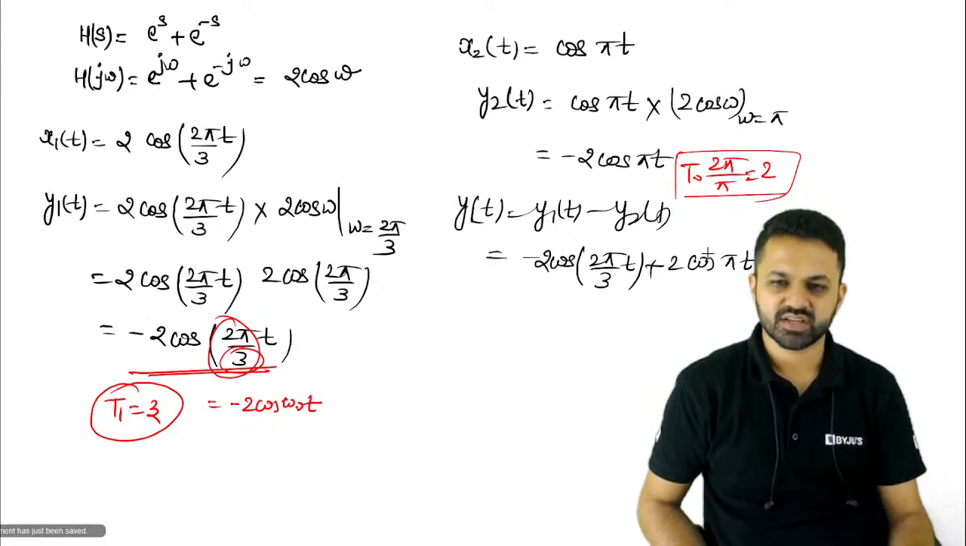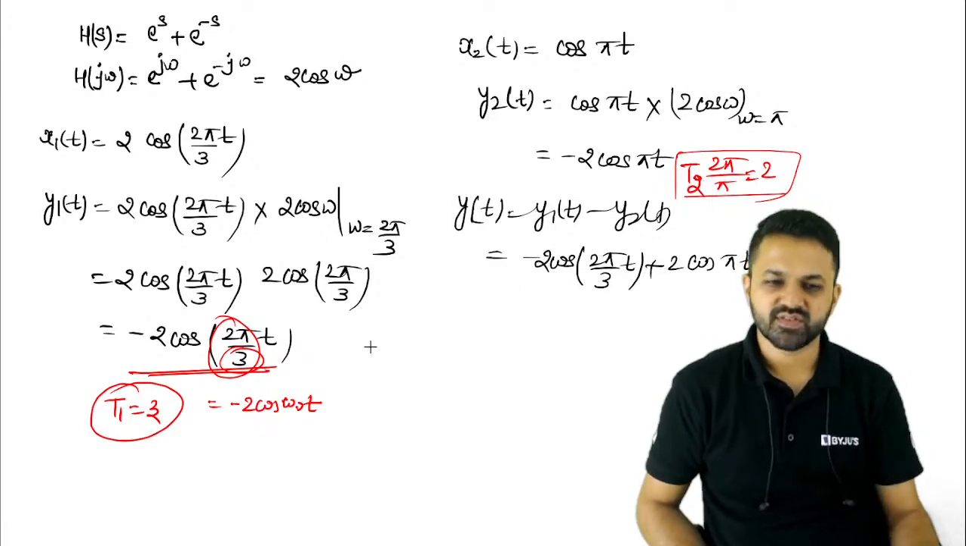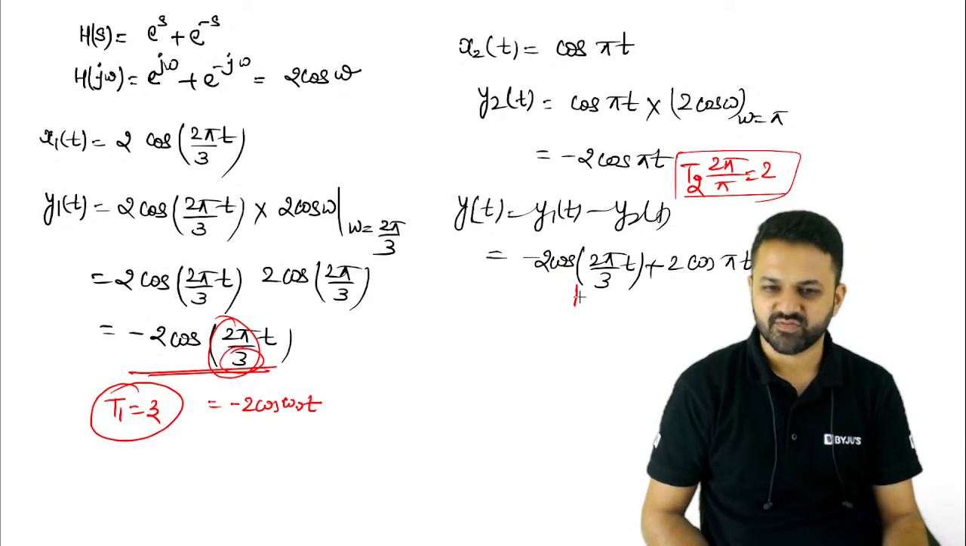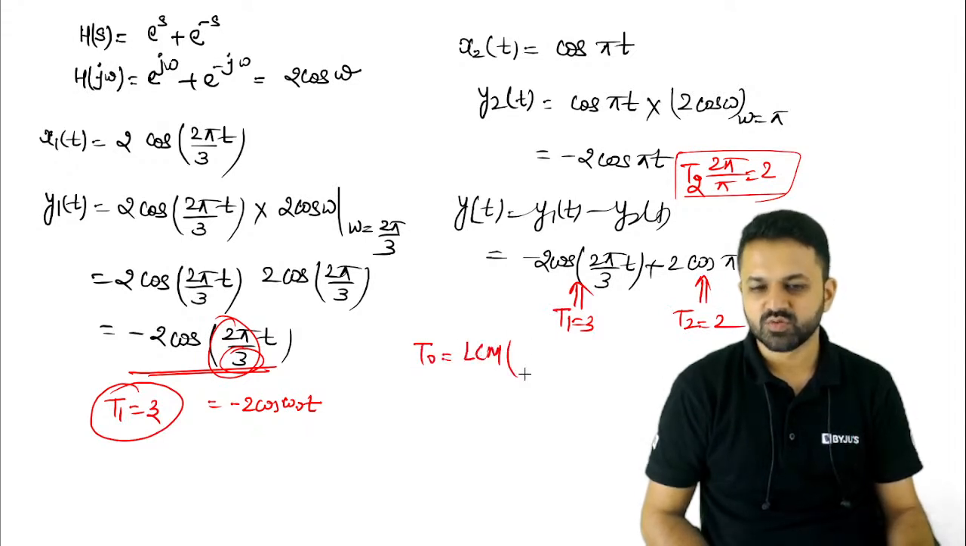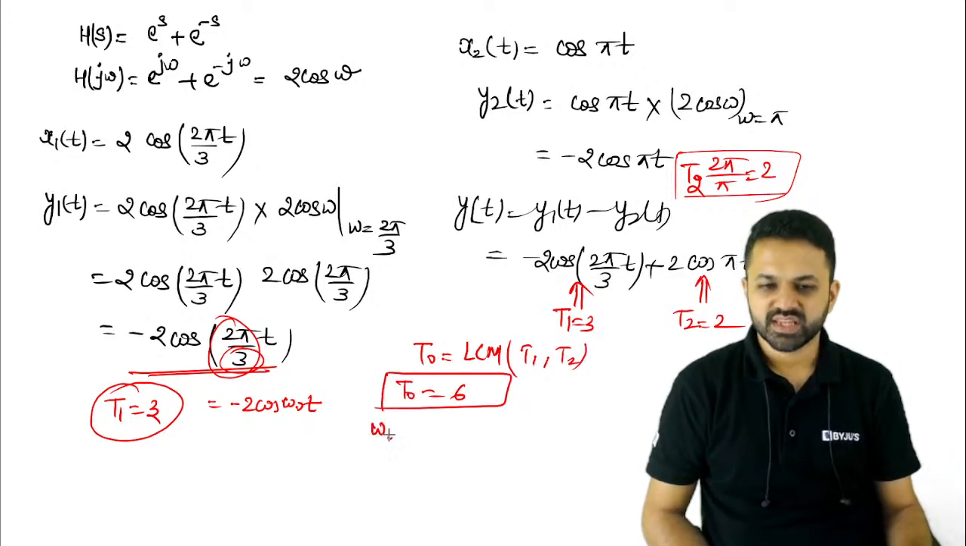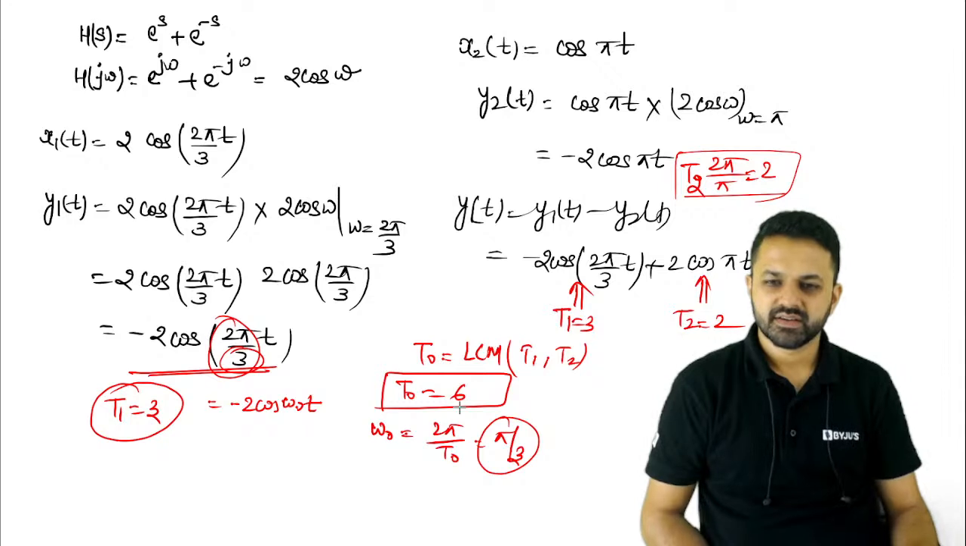Let us say T1 is 3 and T2 is 2. Both signals are in different forms, one with time period 3 and one with time period 2, so the overall time period will be the LCM of T1 and T2, which is 6. So T naught is 6, and in this way you write omega naught as 2 pi by T naught, that is pi by 3.